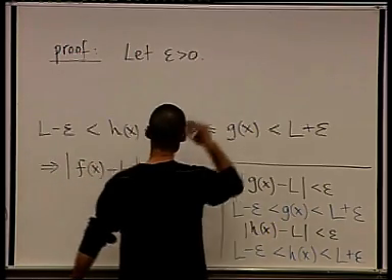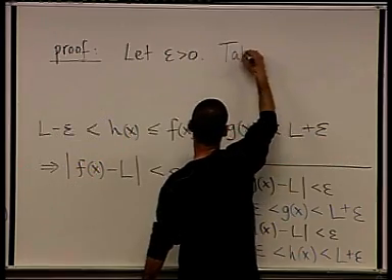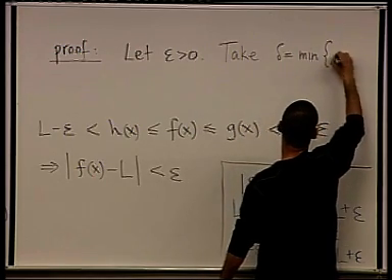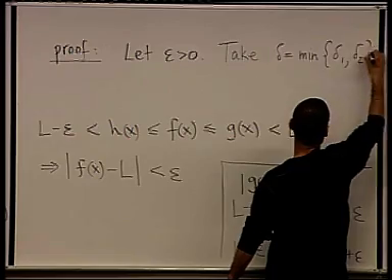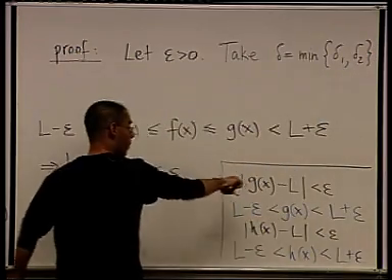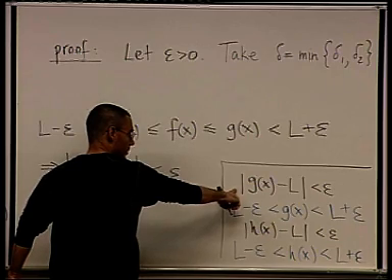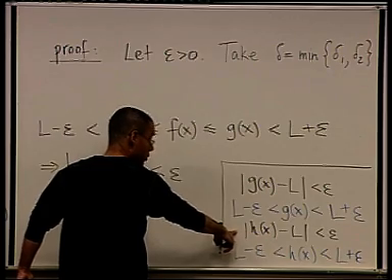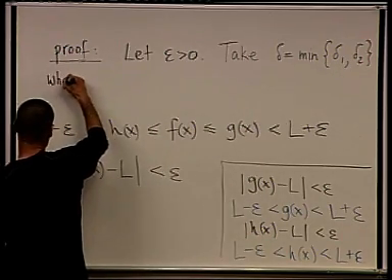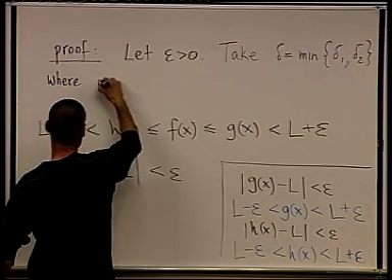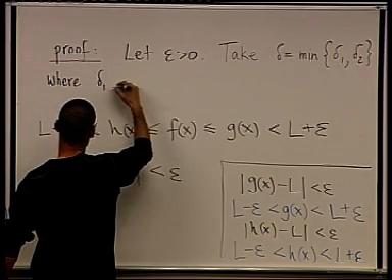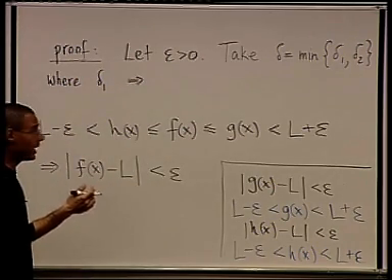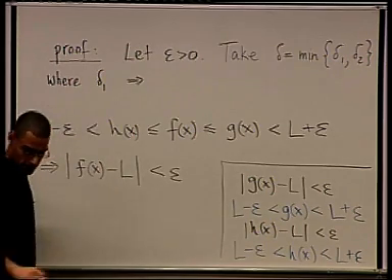So take delta to be the minimum between delta 1 and delta 2, where delta 1 guarantees this in the definition of the limit for G, and delta 2 guarantees this in the definition of the limit for H. So let's write that, where delta 1 implies, let me write this a bit informally. Okay, I can add the details. So where, maybe I will write it formally.